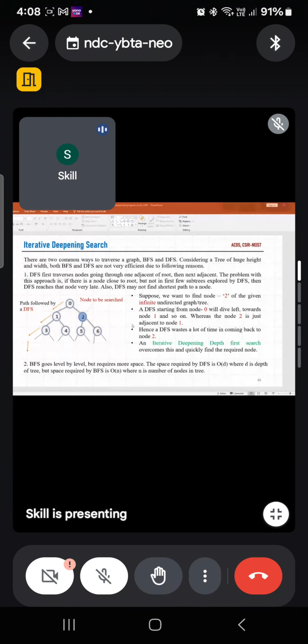So these two BFS and DFS algorithms have some limitations. That's why we will now see the iterative deepening search algorithm.